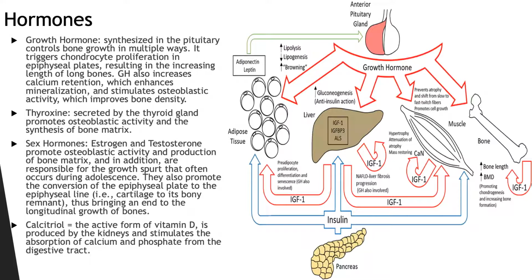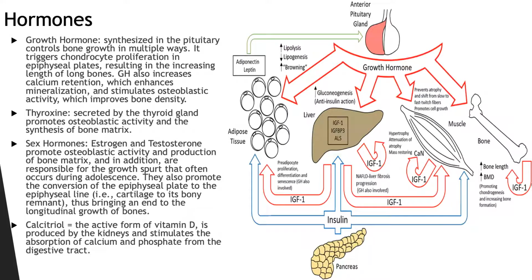A few others. You have thyroxine, which is secreted by the thyroid gland and promotes osteoblastic activity and the synthesis of bone matrix. You have your sex hormones, estrogen and testosterone, that promote osteoblastic activity and the production of bone matrix, and in addition are responsible for the growth spurt that often occurs during adolescence. They also promote the conversion of the epiphyseal plate to the epiphyseal line, for example, the cartilage to its bony remnant, thus bringing an end to the longitudinal growth of bones.